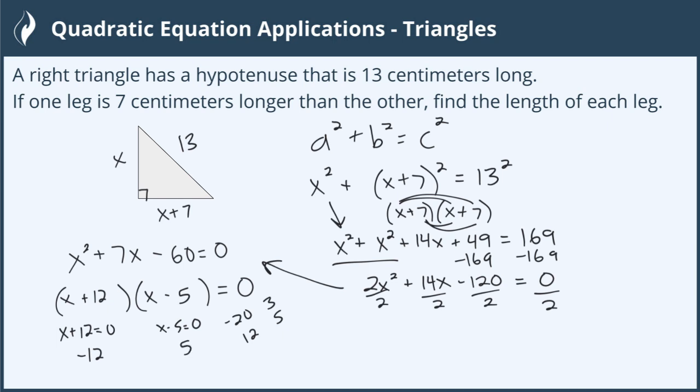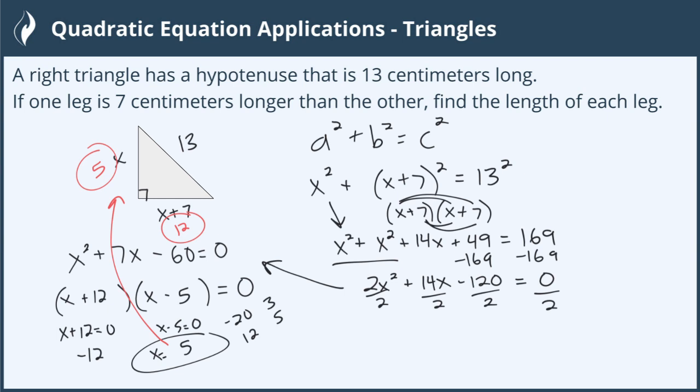Well, we can't have a negative 12 on this application problem because we're talking about length, and length cannot be negative, but we can have x equals 5. So it wants the length of each leg. So if we take that back here, we know that, okay, well, one of them is 5, and the other one is x plus 7, and we know that x is equal to 5, so we end up with 12. So one of the legs is 5, and one is 12.